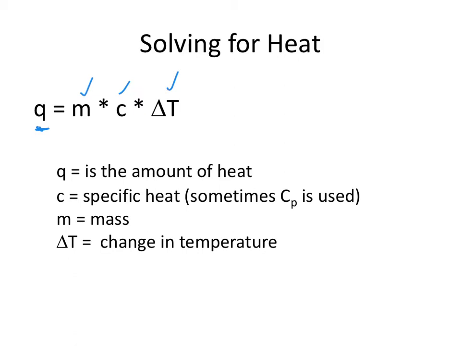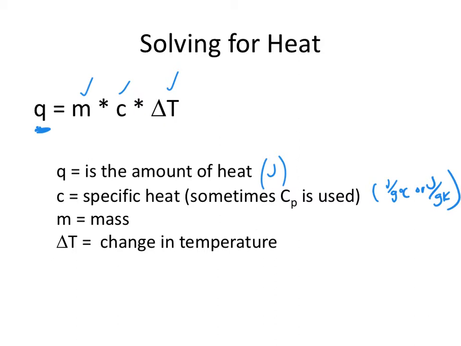Okay, so each of these variables obviously could be solved for given the other 3, but we're first going to focus on Q, which represents heat. Okay, so Q is the amount of heat. The units here are going to be joules. Your specific heat is going to be joules per gram degree Celsius or joules per gram Kelvin.